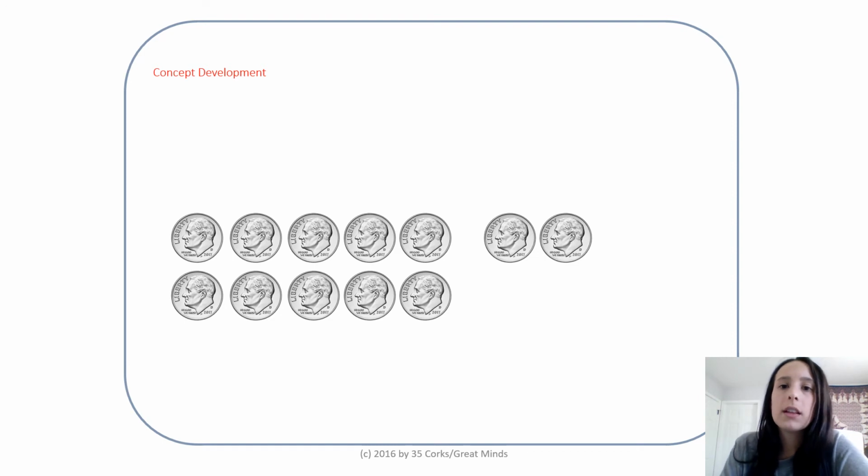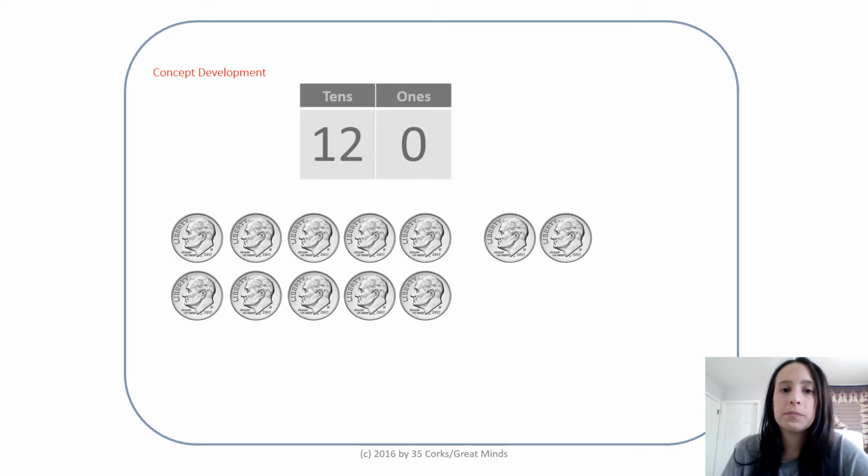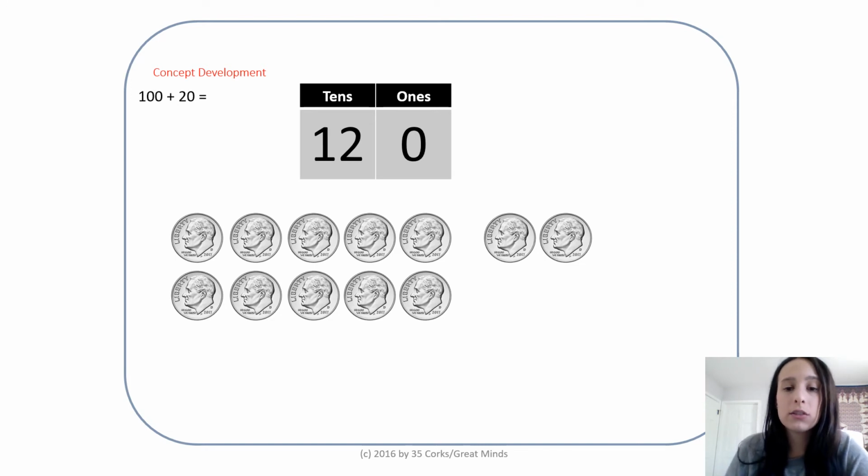12 dimes. Let's draw a place value chart to show 12 tens, 0 ones. Just like that. We had 100 cents. We've now added 2 dimes, which would be 20 cents. So how many cents do we have now? 120 cents. Or we have 120.